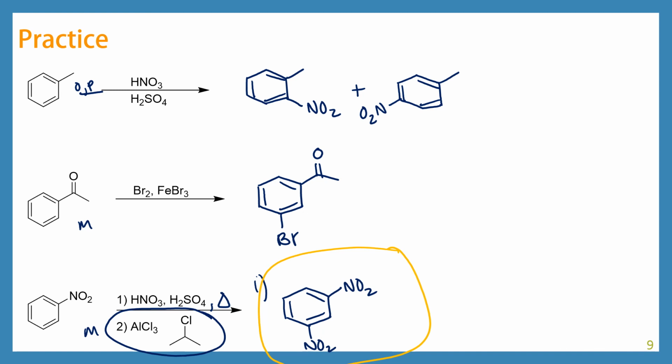And in fact, it actually would not even occur even if we hadn't done the first nitration. If there were only 1 nitro group on this benzene ring, the Friedel-Crafts reaction still would be unlikely to occur.